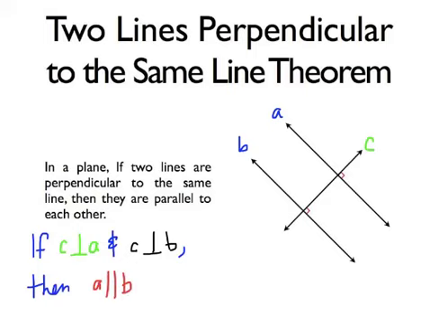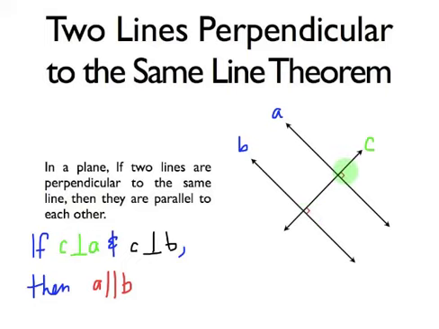Now this one is much easier to prove than the last one. And once again, I'll just quickly walk you through it. Since C is perpendicular to lines A and B, that means that these angles here are right angles. And we had a theorem once upon a time ago that said all right angles are congruent. So these two angles are congruent.